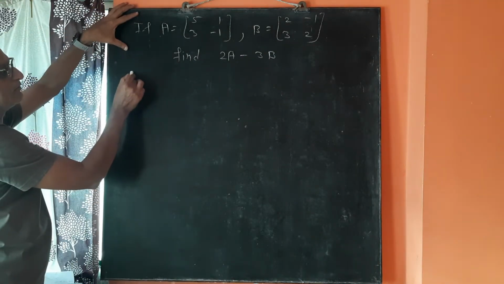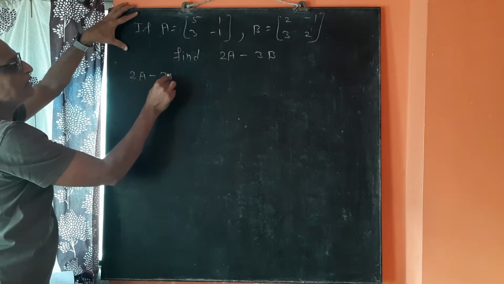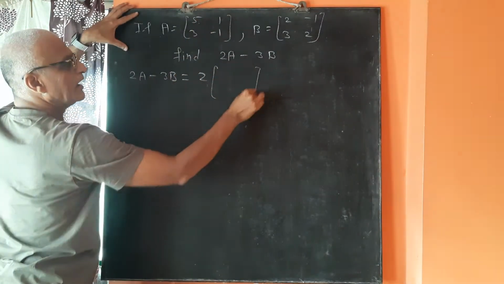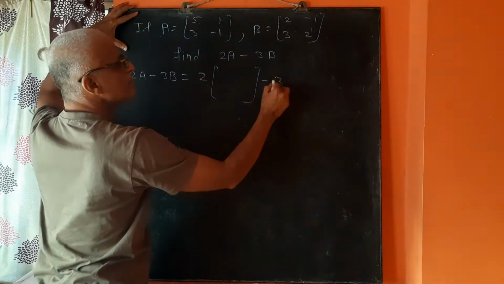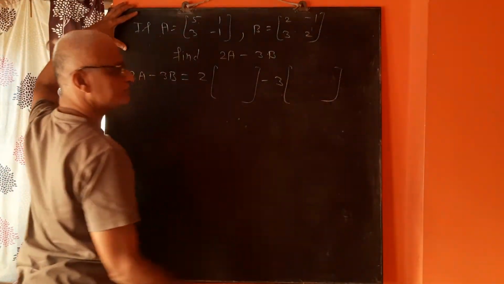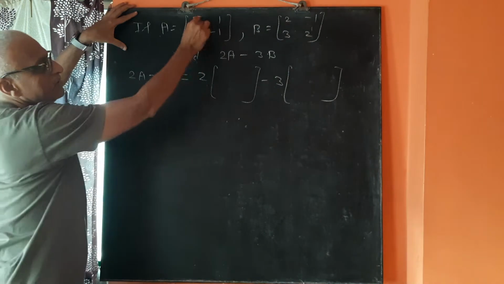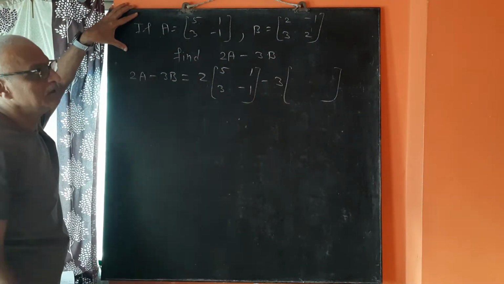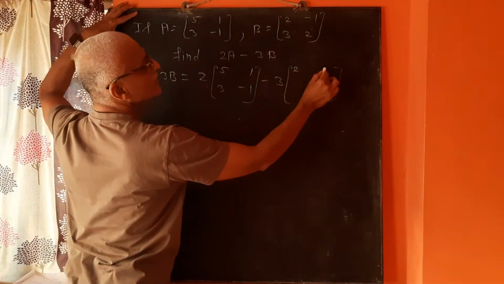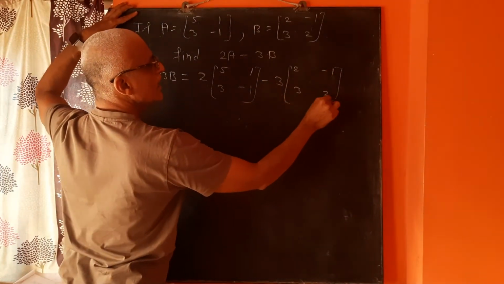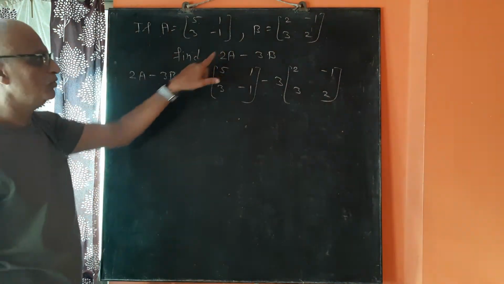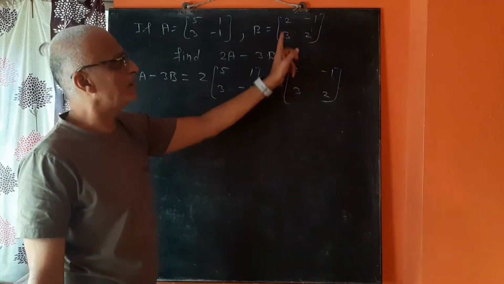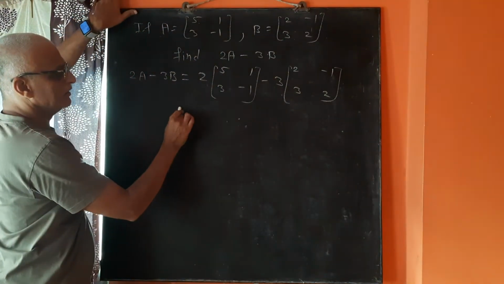So let us start with the given equation, that is 2A minus 3B is equal to 2 into the elements of A, minus 3 into the elements of B. What are the elements of A? 5, 1, 3, minus 1. The elements of B are 2, minus 1, 3, and 2. That is 2 into matrix A minus 3 into matrix B. Now simplify it.